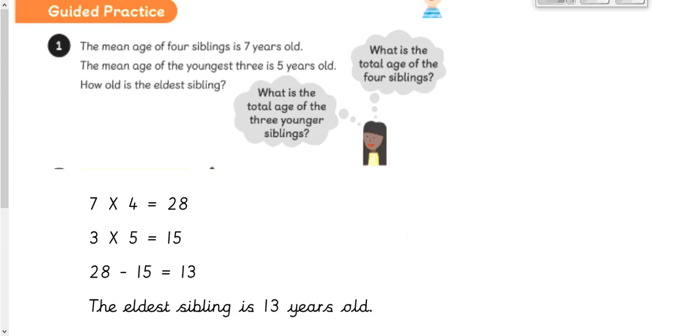Guided practice today, a different way of solving problems. I'm going to talk through it here. So the mean age of 4 siblings is 7 years old. The mean age of the youngest 3 is 5 years old. How old is the eldest sibling?